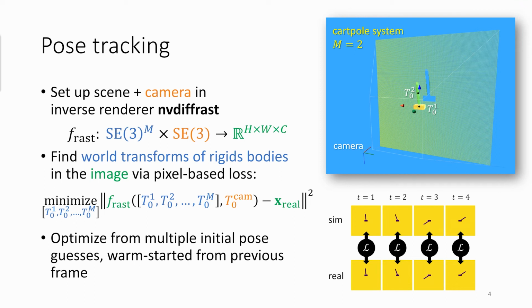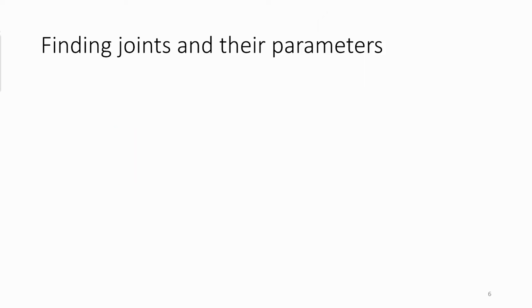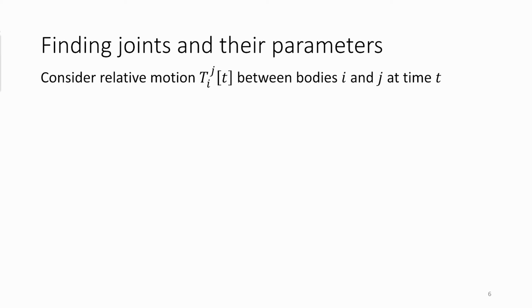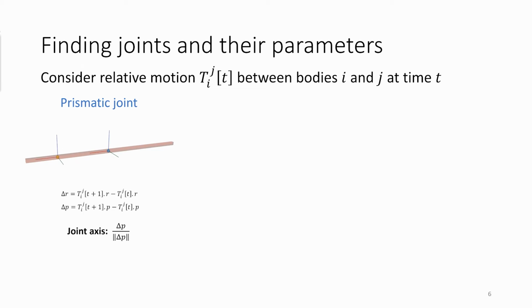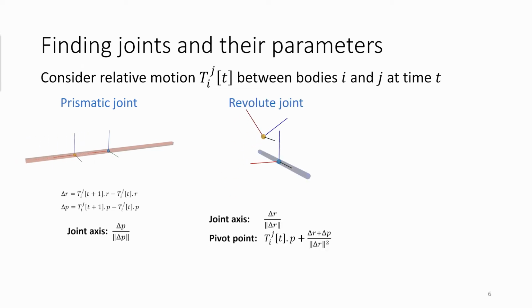Now that we have the 3D motion of the rigid links of the mechanism in the video, we aim to reconstruct the articulation of the system, i.e., how the links are connected. In order to identify the joints, we consider the relative motion between two bodies at each frame. Now, we estimate the parameters of three possible joint types. First, for a prismatic joint, the axis is the normalized difference in translation. Second, for a revolute joint, we find the axis and pivot point through these equations. Finally, in case of a static joint, the relative transform between the two bodies is the same at every frame.